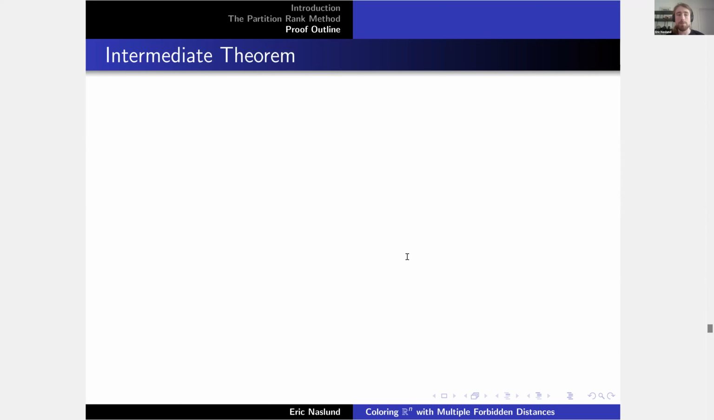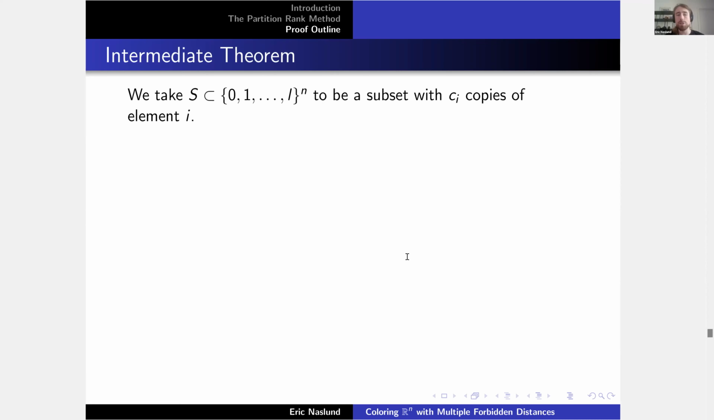That's our next objective, and I'll just mention what we get is an intermediate theorem here. The way we're going to choose our set S is it's going to be a subset of 0 up to L to the n. It's going to be a subset of the box, but we're going to choose it so that we have exactly Ci copies of element I. So it's going to have the proportion of zeros, the proportion of ones, the proportion of twos be the same for any element in S.